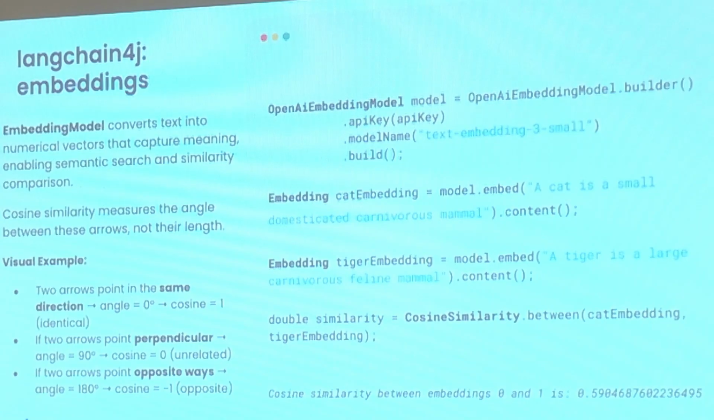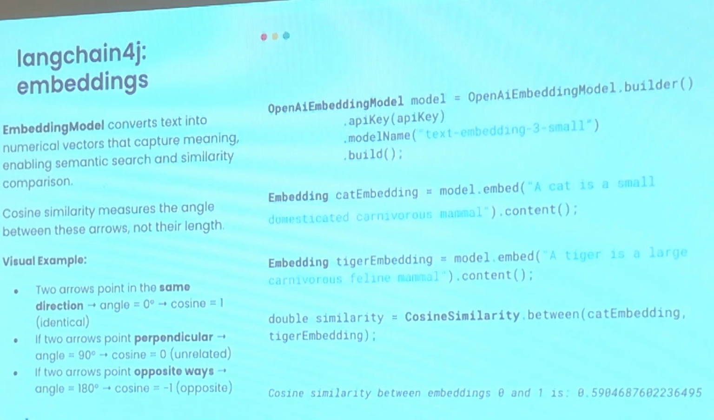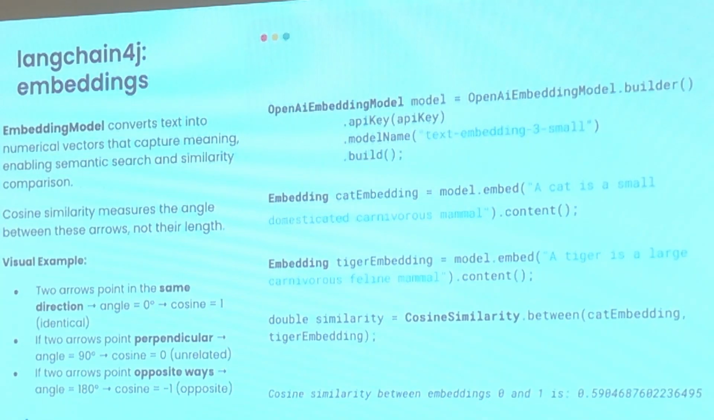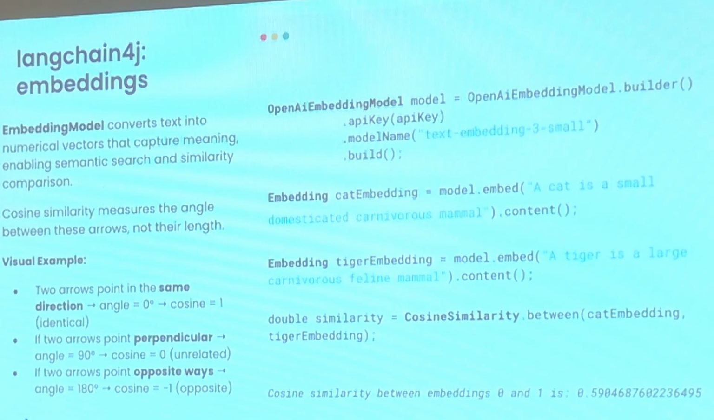I'm not a mathematician. I know how it's implemented, but I will not answer questions about the mathematical aspects here. From what I know, the embedding model helps you convert the semantic meaning of a sentence, of the text, into a vector. Then we can store these vectors in a vector database and do the search in this database.